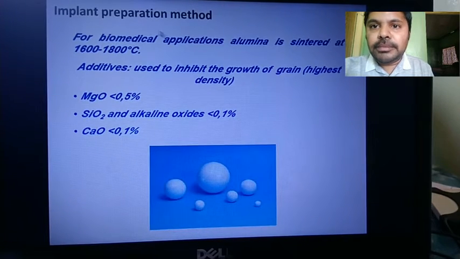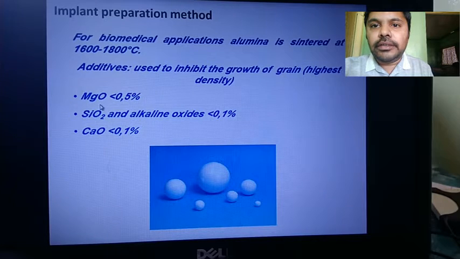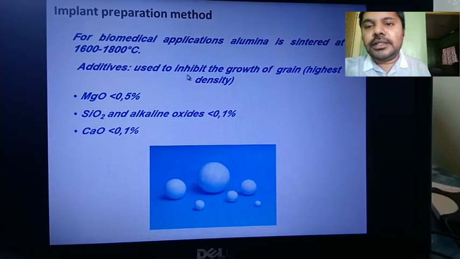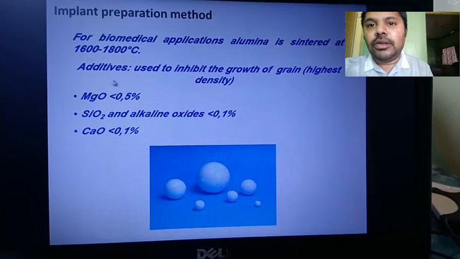Now, the implant preparation method. For biomedical applications, alumina is sintered at 1600 to 1800 degrees Celsius. Sintering is nothing but heating. Along with the alumina, some additives are also used to inhibit the growth of grain. What are the additives? Here you can see MgO, magnesium oxide, silicon dioxide, and alkaline oxides such as calcium oxide. These are some of the additives used to inhibit the growth. So it is sintered at 1600 to 1800 degrees Celsius, and along with that some additives are used.